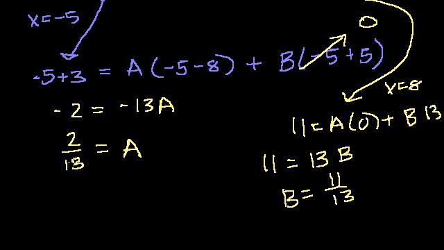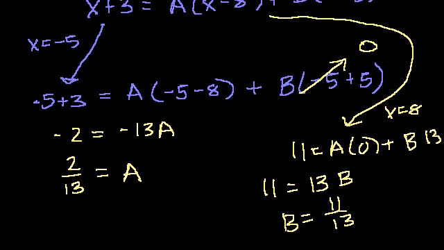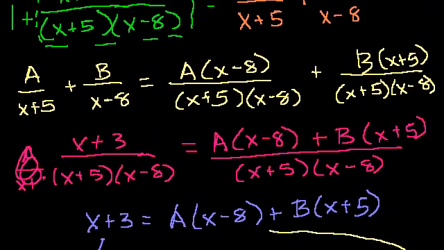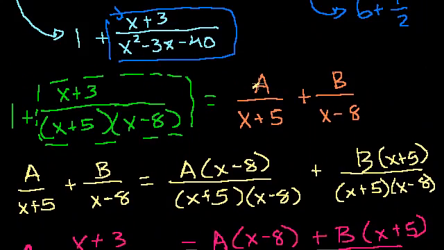So we were able to solve for our a and our b. And so we can go back to our original equation, and we could say, wow, this just has to be equal to 2 over 13. And this just has to be equal to 11 over 13.